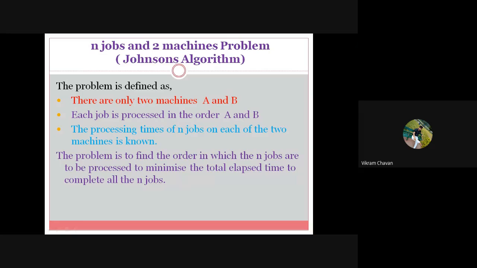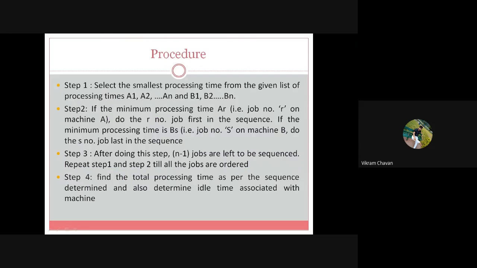Because jobs are processed on machine A first, there will be no idle time for machine A, but there may be chances that the second machine will be idle for some time period. So for whatever sequence we have determined, we need to find the idle time and the total elapsed time.